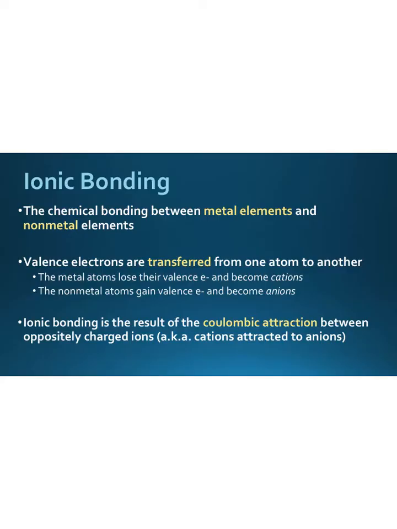After the transfer of electrons has taken place, Coulombic attraction is what holds the cation and the anion in close proximity. Because they have opposite charges, they are attracted to each other.